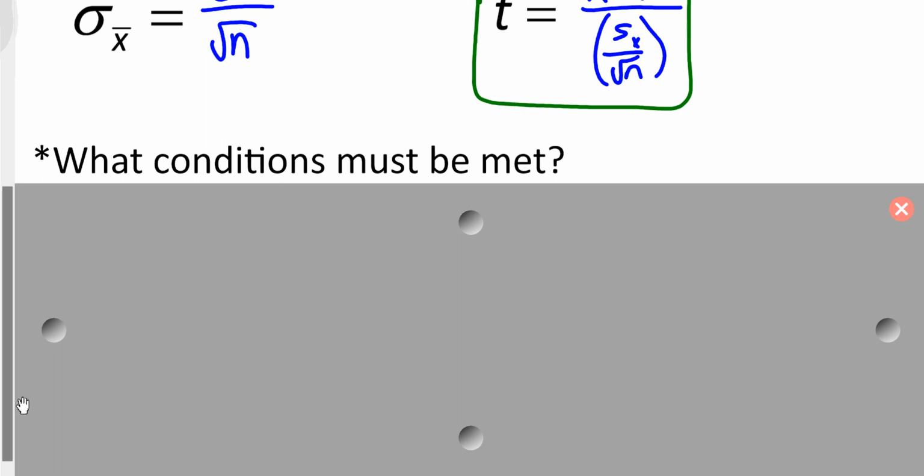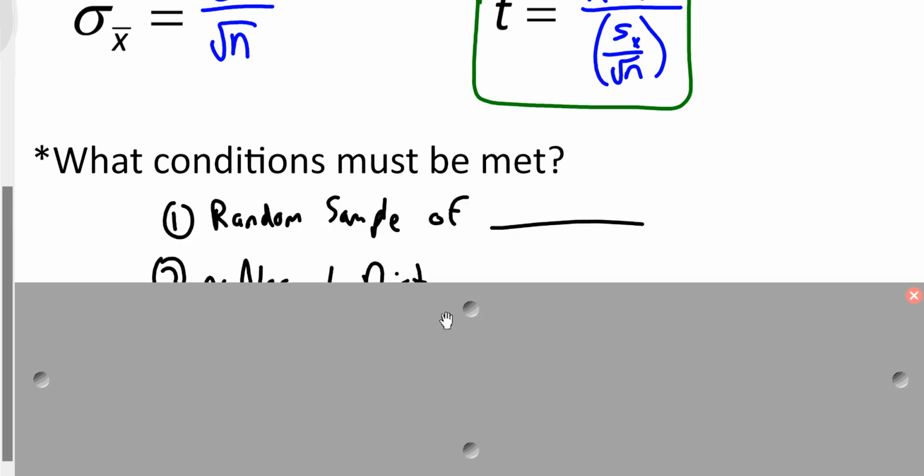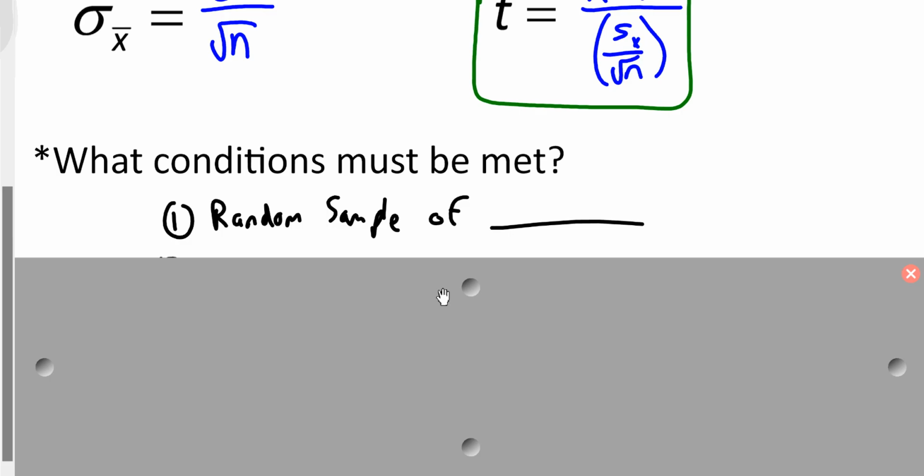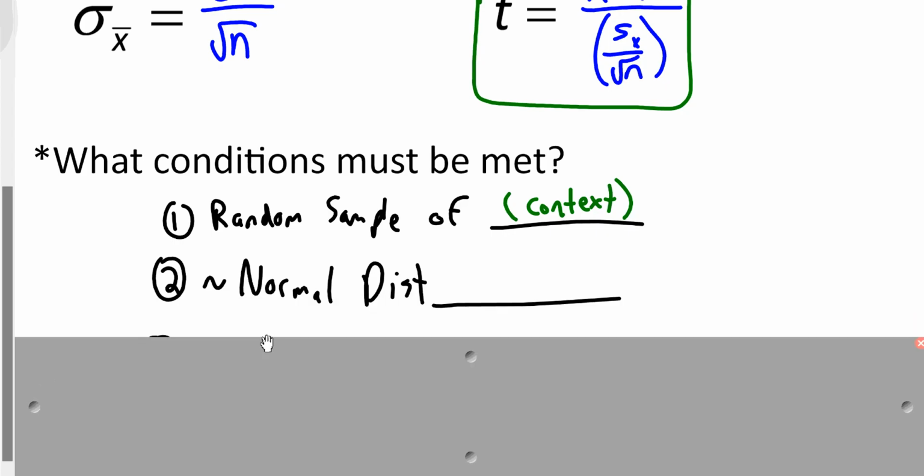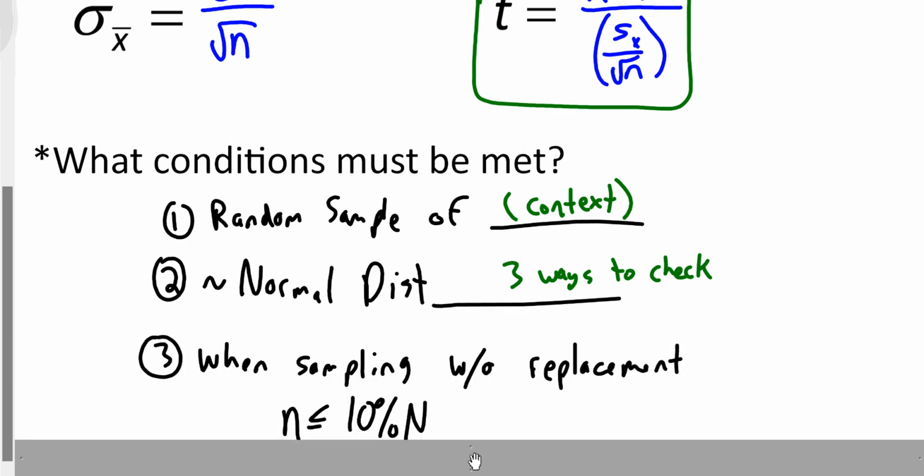Now, refresher, what conditions have to be met? Same ones that are always met. We need a random sample of blank context, whatever we're taken from. We do need to know it's an approximately normal distribution, and that can happen, again, a few different ways. We could either say we know something about the population, we could say we know the central limit theorem, our sample size is greater than 30, or we'd have to plot it. Okay? Remember, 3 ways to check. And then if we're sampling without replacement, we have to check the 10% condition.